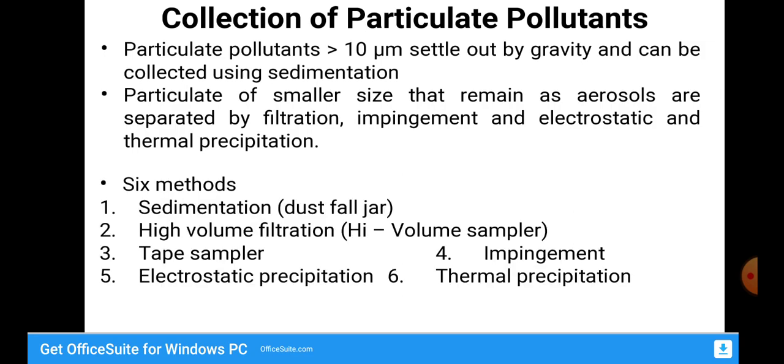So according to the particle size, there are total 6 methods for sampling of particulate air pollutants, and these include sedimentation technique, in which dust fall jar equipment is used. Second one is high volume filtration technique, in which high volume sampler equipment is used. Third one is tape sampling, and tape sampler is used in this technique. Fourth one is impingement technique. Fifth one, electrostatic precipitation technique. And sixth technique is thermal precipitation technique.